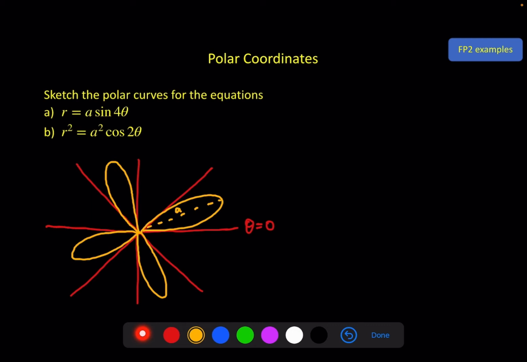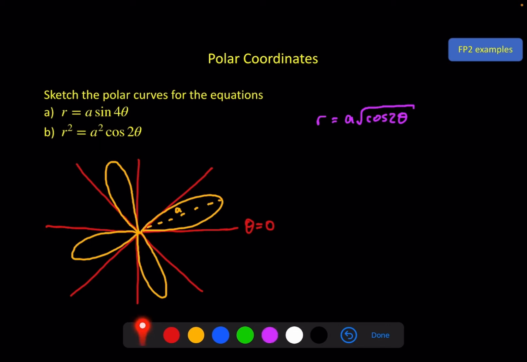If we had r equals cosine 2 theta, then we would have one big loop here, and one big loop here, but you can see there's something slightly different going on here. We've got r squared equals a squared cos 2 theta. Now the way to approach this is to square root everything. We get r equals a square root of cosine 2 theta, and because r must be a positive value, we don't need to worry about a plus minus on this.